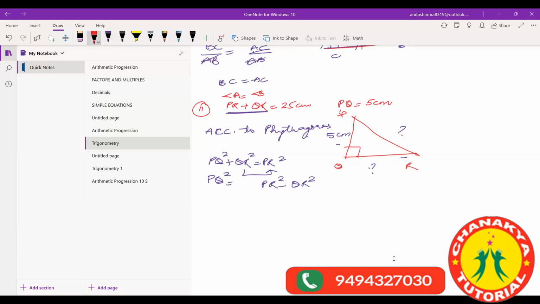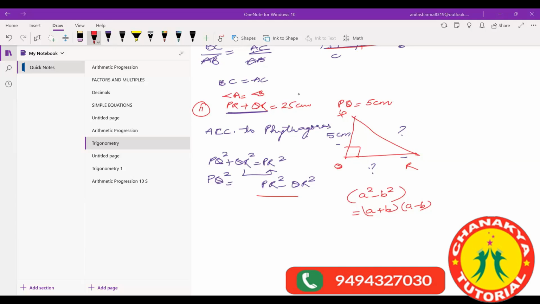Now here, you will apply the identity, A square minus B square, which is equal to A plus B into A minus B. Right, beta? Tell me, children. Yes, ma'am.